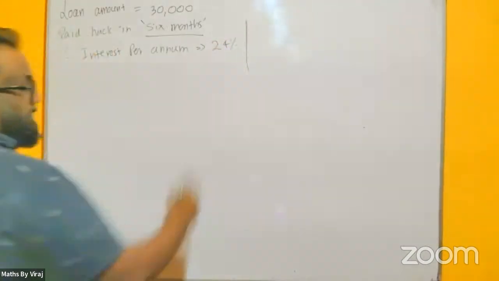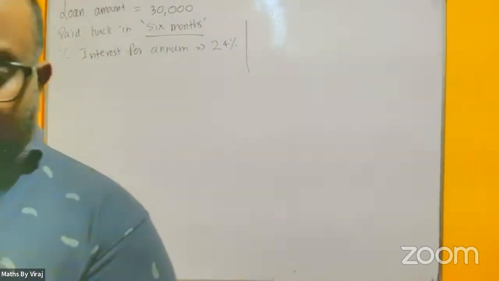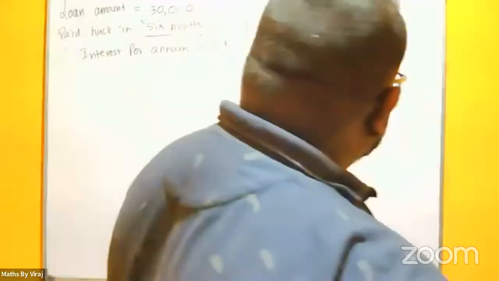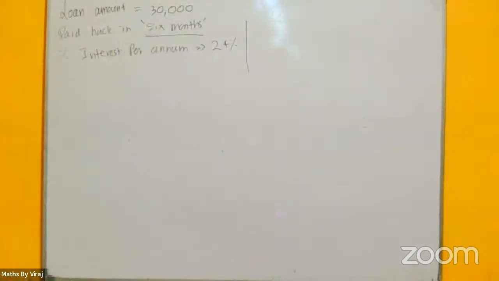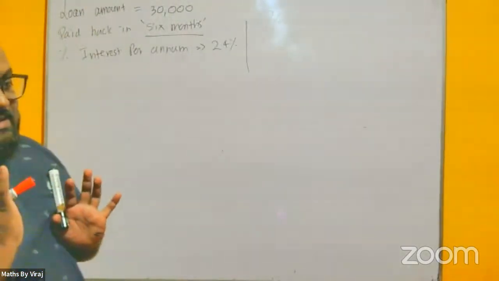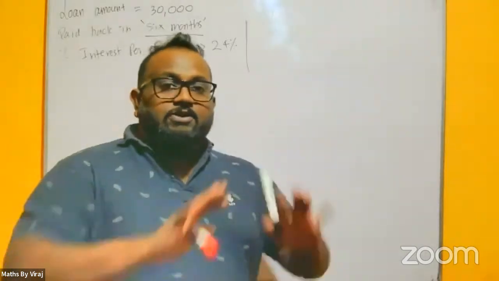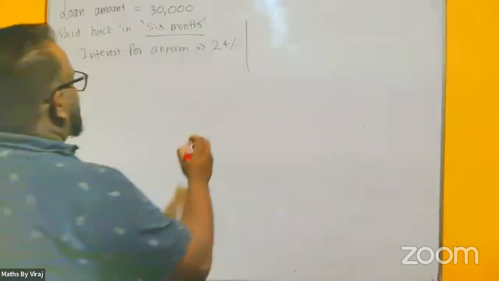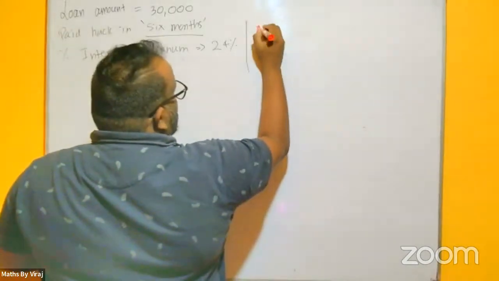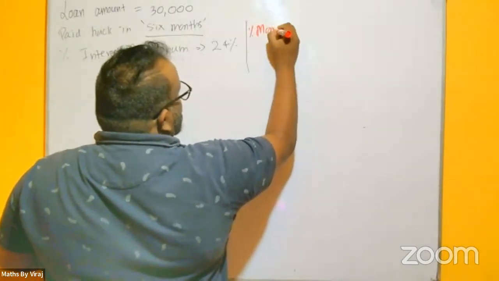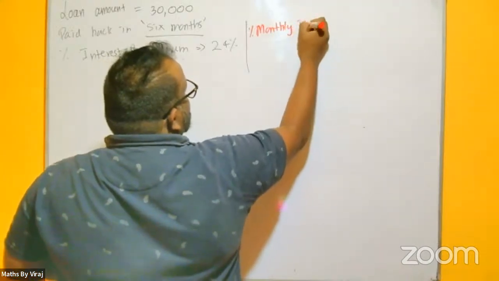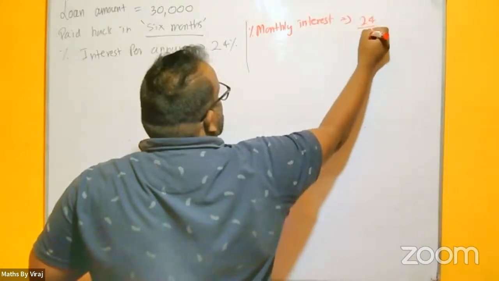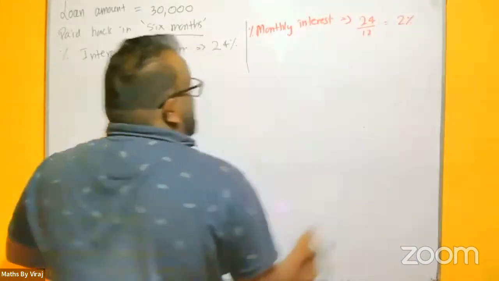24%. Today, remember, if we are to learn everything at once, we won't get it, right? So stepwise we will try to learn. What is interest per annum? That is the interest that is calculated for the whole year, 24%. Therefore, what is the percentage monthly interest? Percentage monthly interest is 24 divided by 12, 2%.